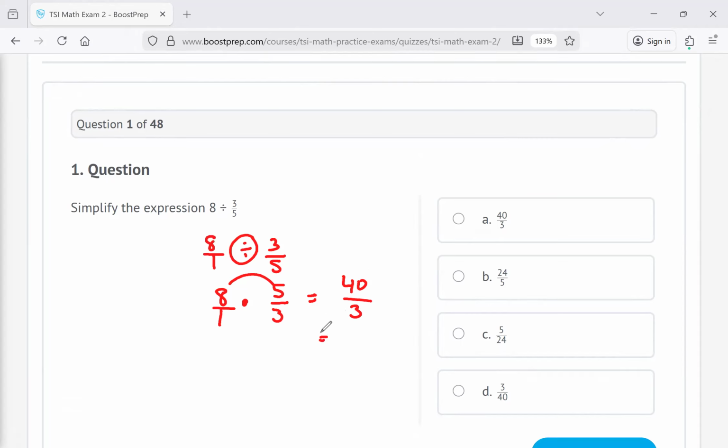8 times 5 is 40, and 1 times 3 is 3. Does 40 go into 3 nicely? No. Looking at all the choices, I see my choice, but can it be reduced? I don't think so. No, it can't. So it would be letter A. Okay, that wasn't too bad, right?